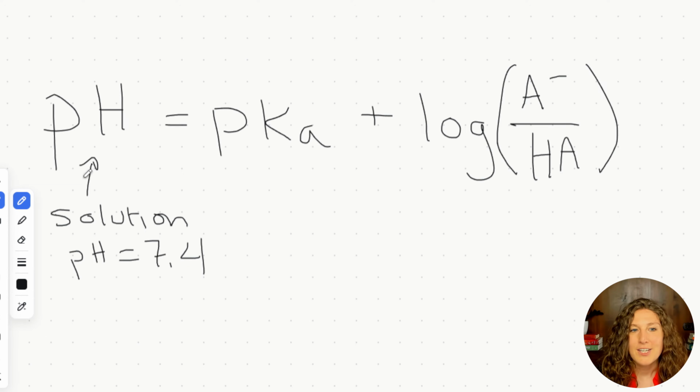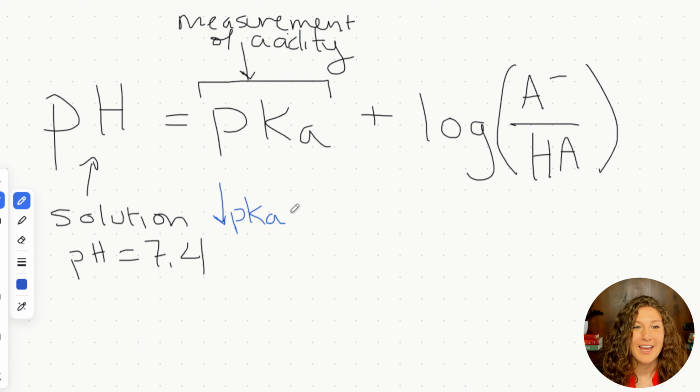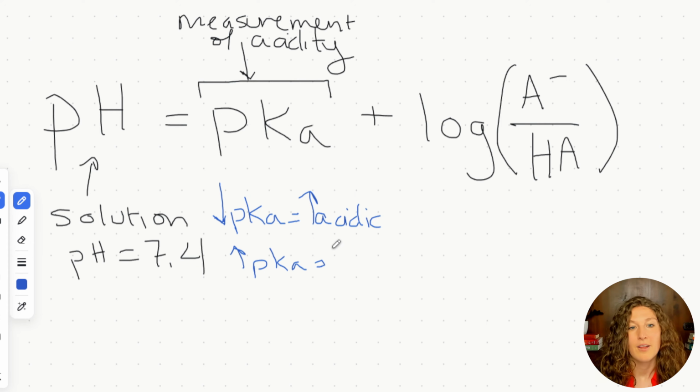So now we're saying that the pH is equal to the pKa, which is a measure of acidity of a functional group of interest. Remember that the lower the pKa, the more acidic the molecule is, which means the more willing it is to donate a proton to the solution. The higher the pKa, the more basic the molecule will be, and that means it will be more willing to gain a proton from the solution. We're going to see how this plays out in action in just a moment.